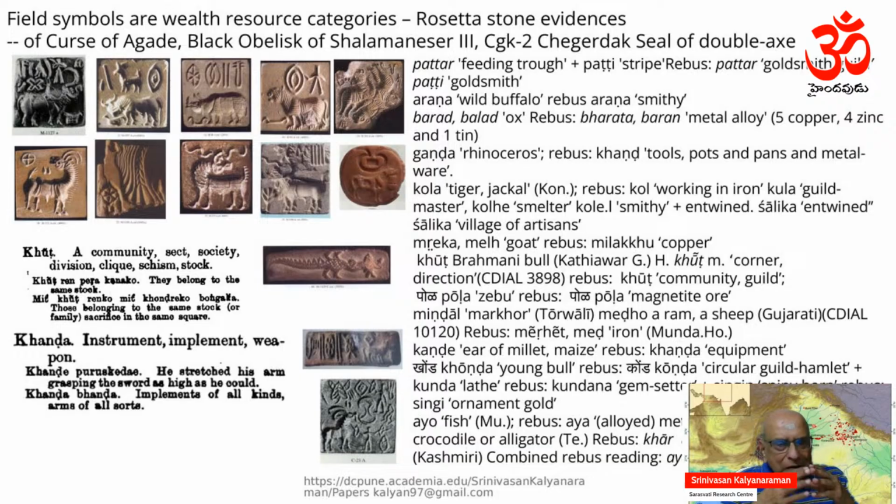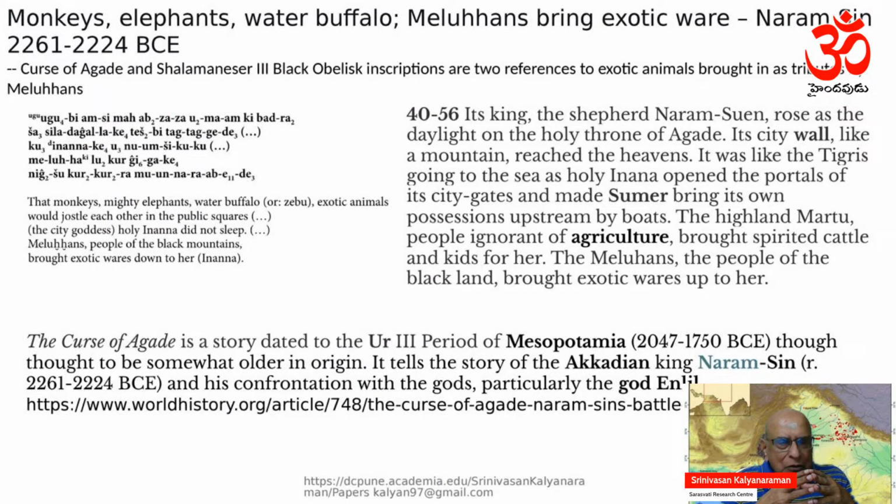Next, please. So the monkeys, elephants, water buffalo, which are shown on the Naramsin grand pillar. It's a story conveyed of the wealth of Shalmaneser III receiving tributes from Usiri. These animals are wealth categories. They are offered as tributes. The monkeys are tributes. Unicorns are tribute. Wild ox is a tribute. They are offered to Shalmaneser III.